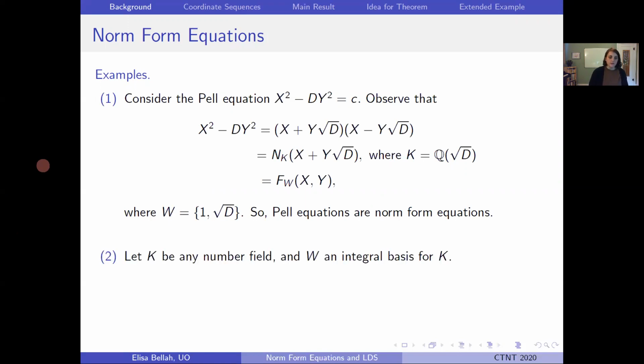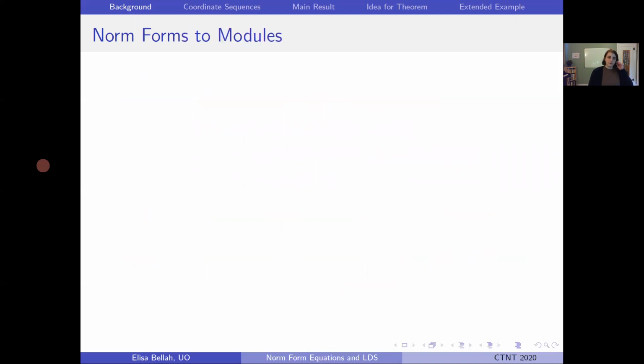Second example: if you take any number field K and let W be an integral basis for K, then the solutions to these two norm forms give you all of the elements in the ring of integers of norm plus or minus 1, which gives you all of the units in K. All right, so I want to tell you about how one typically characterizes these solutions.